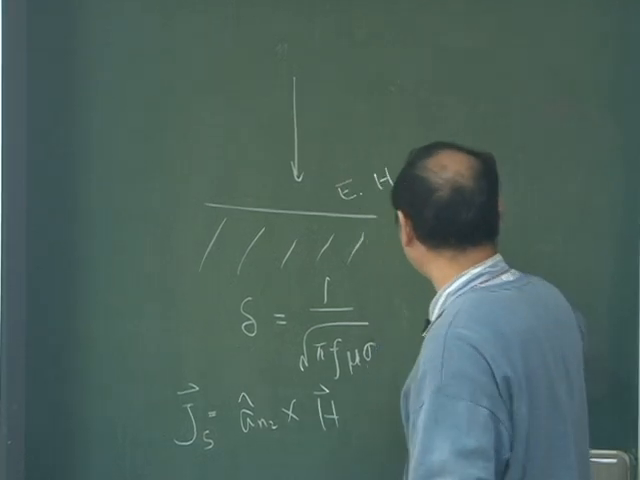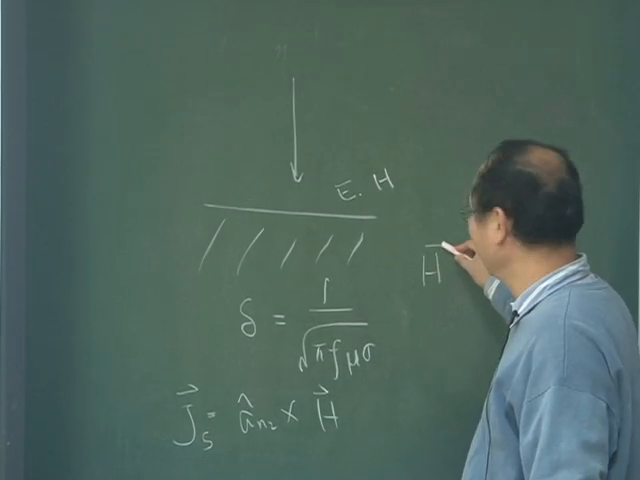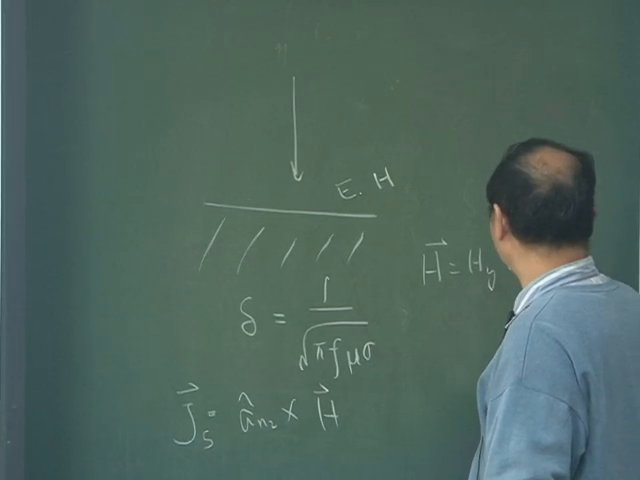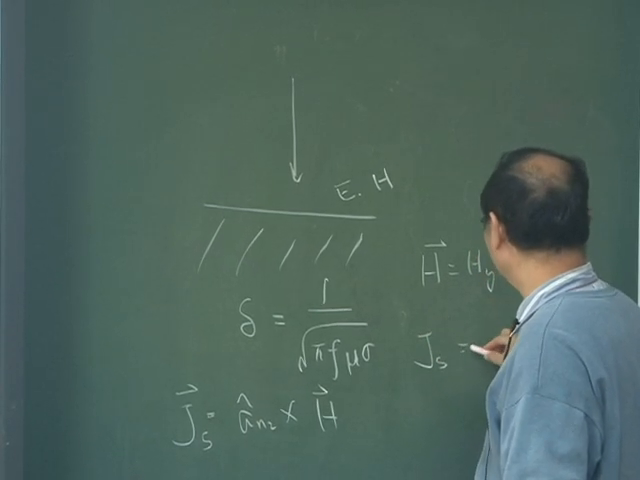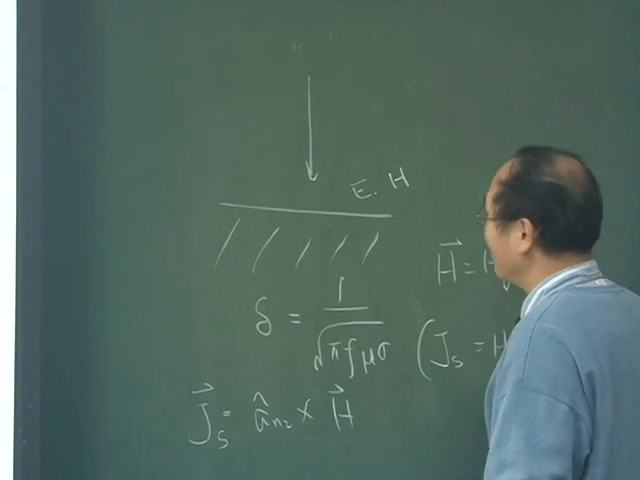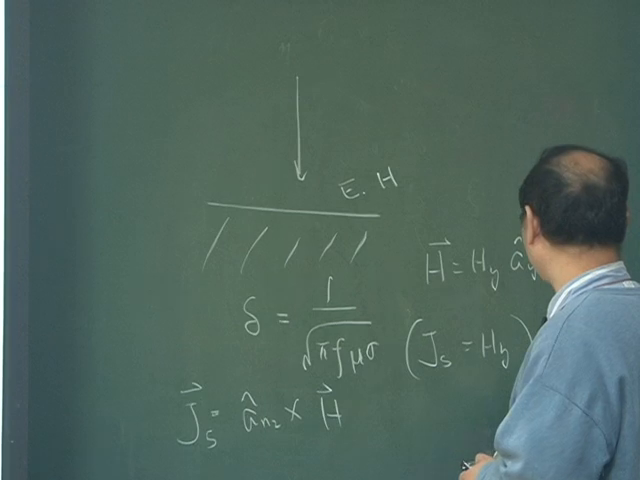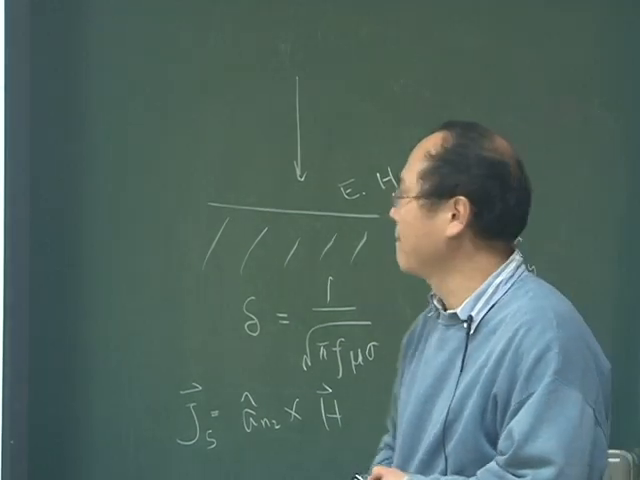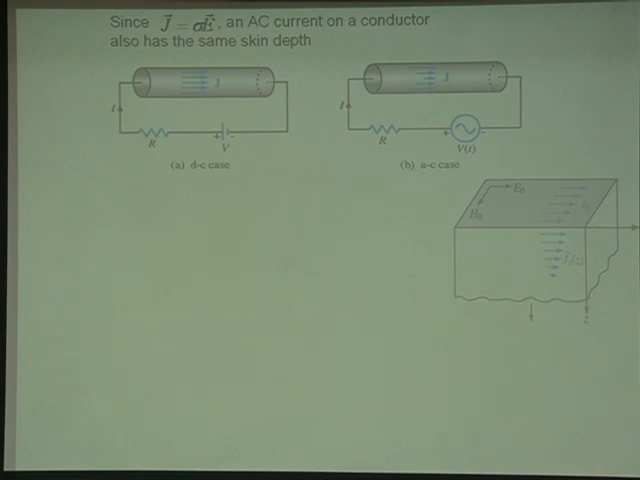So if I have H on the surface, that is the y component, then I have Js equal to Hy, but the whole thing is going to move along x direction. This surface current is per unit length, the current density per unit length along the y direction. So if you have an AC field incident on a conductor, the current will become smaller and smaller along this direction.